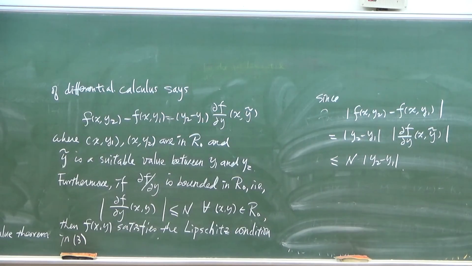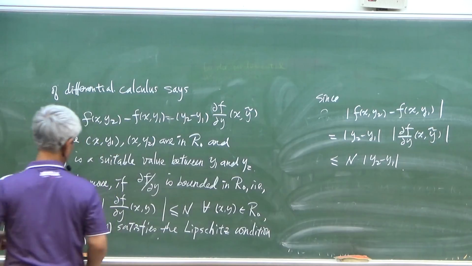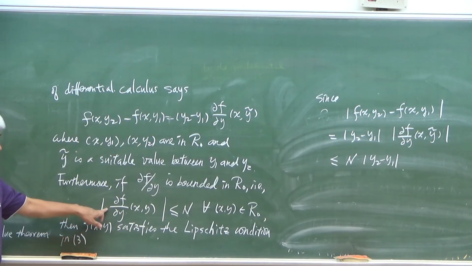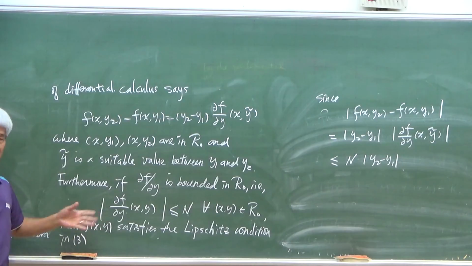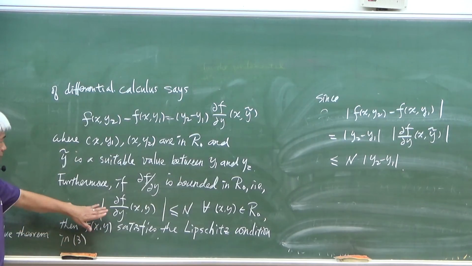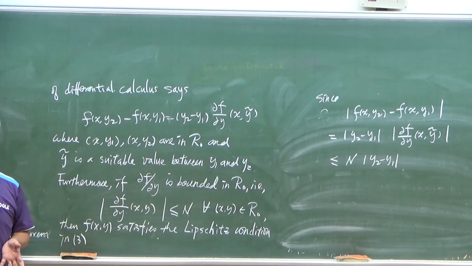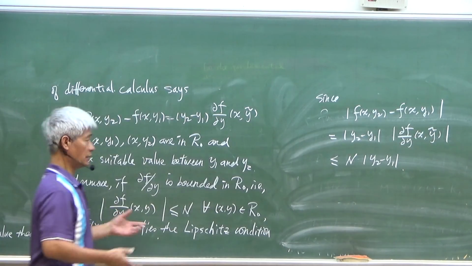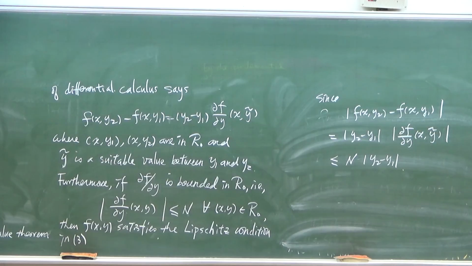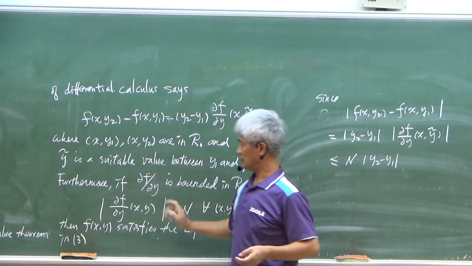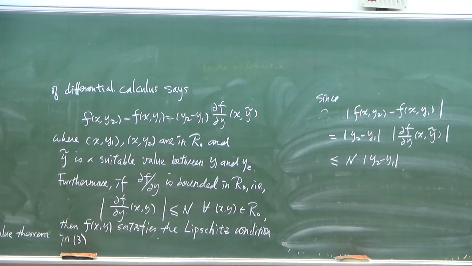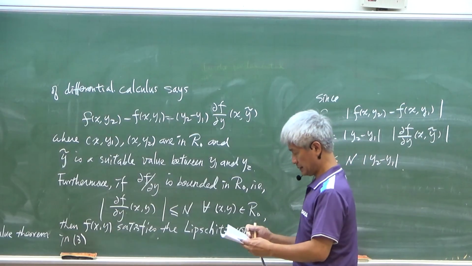So a sufficient condition to have the Lipschitz condition is that the partial derivative of f with respect to y is bounded. And this condition is much easier to check. You just take the partial derivative of f with respect to y and see if it is bounded. So don't be afraid of the Lipschitz condition. It is just that.